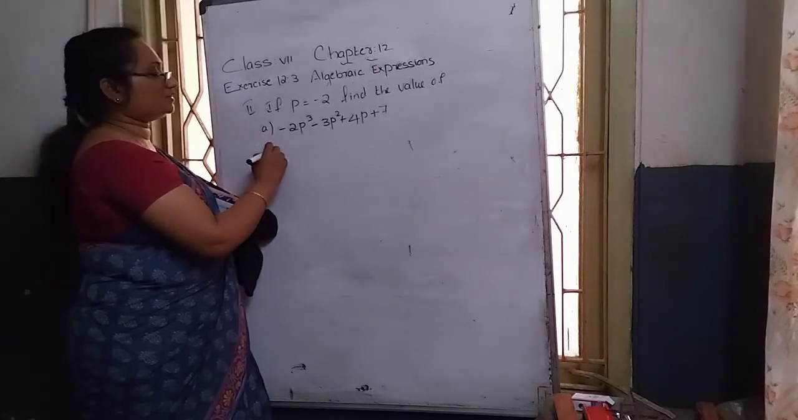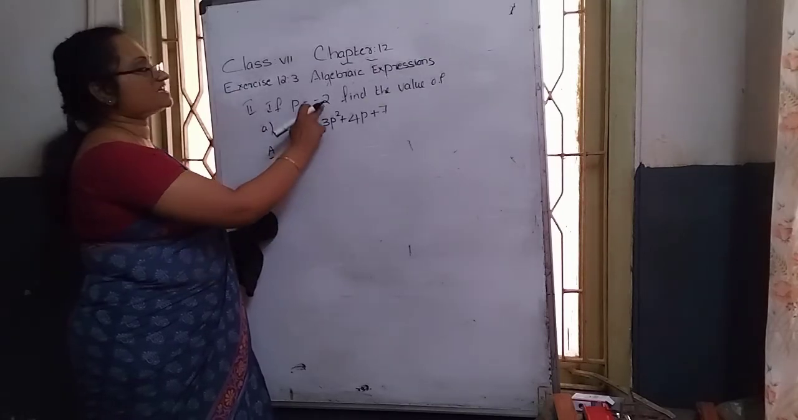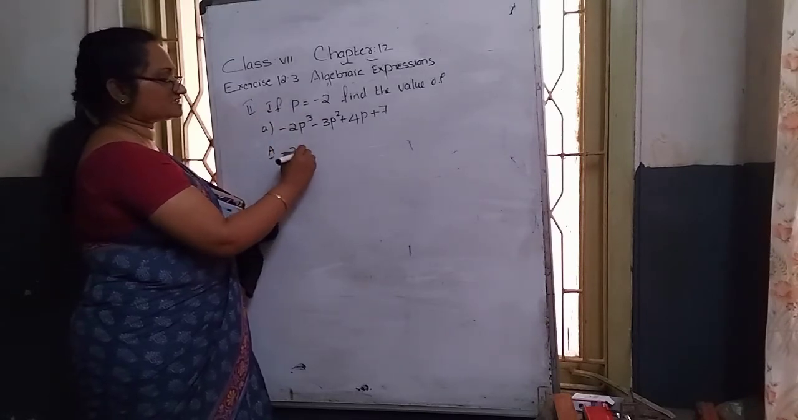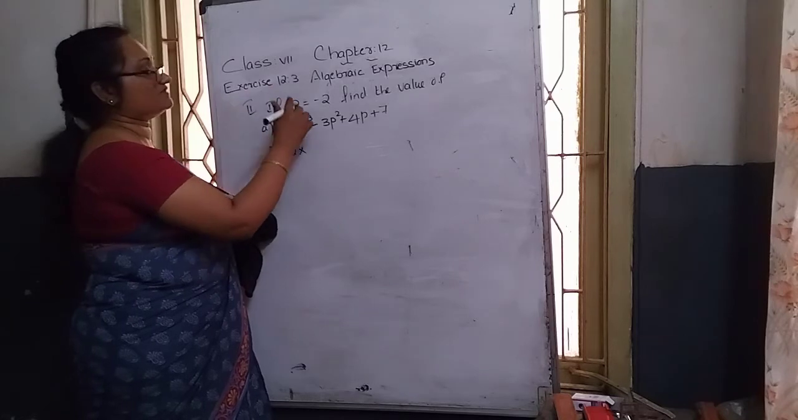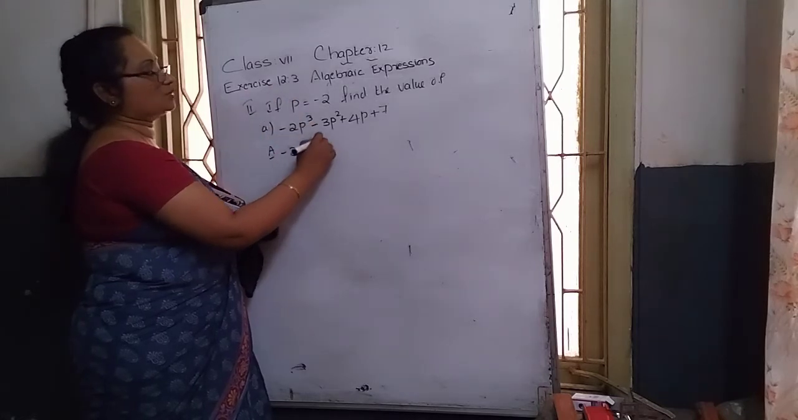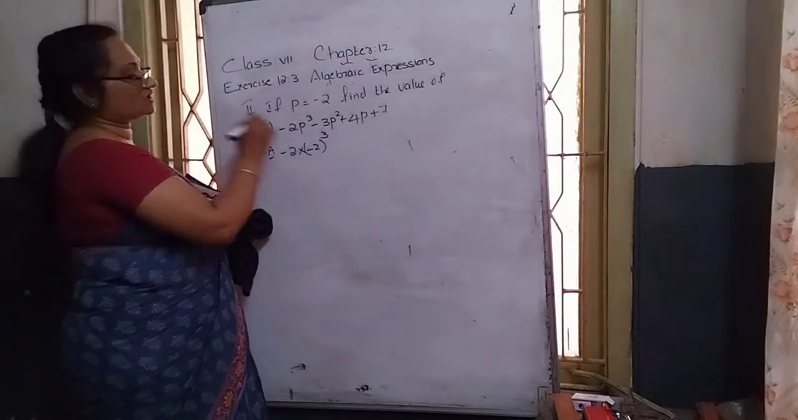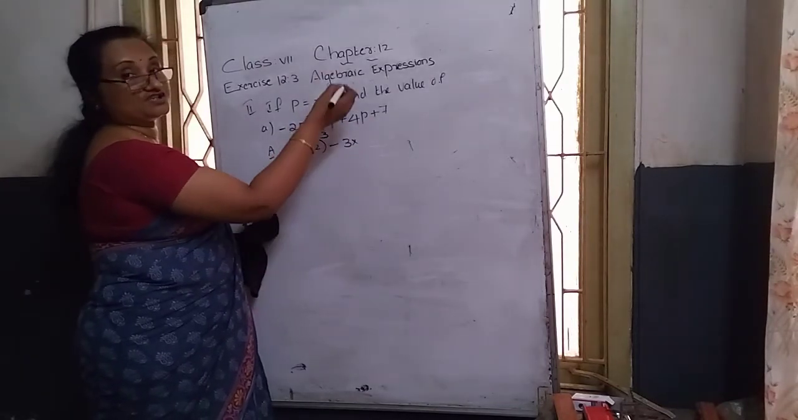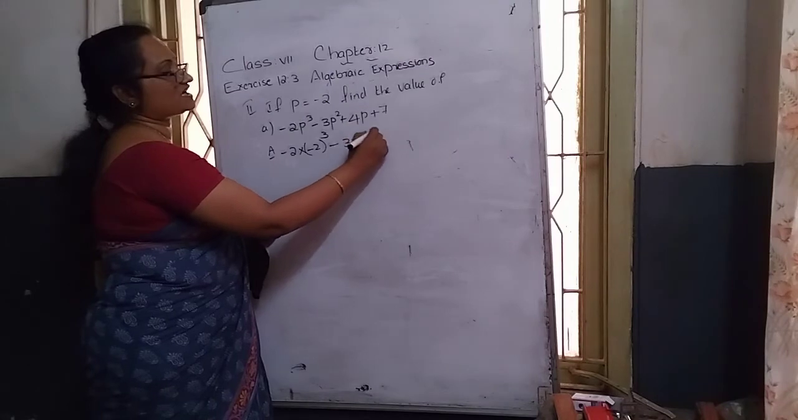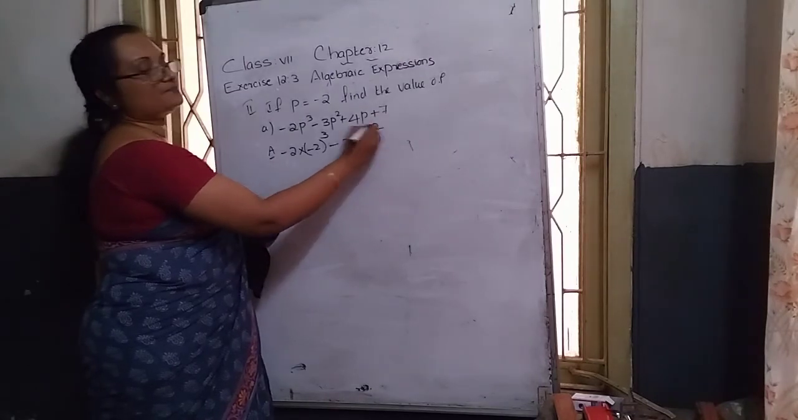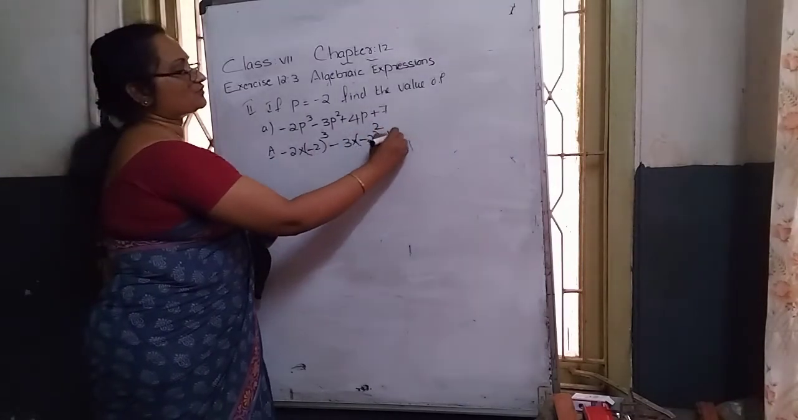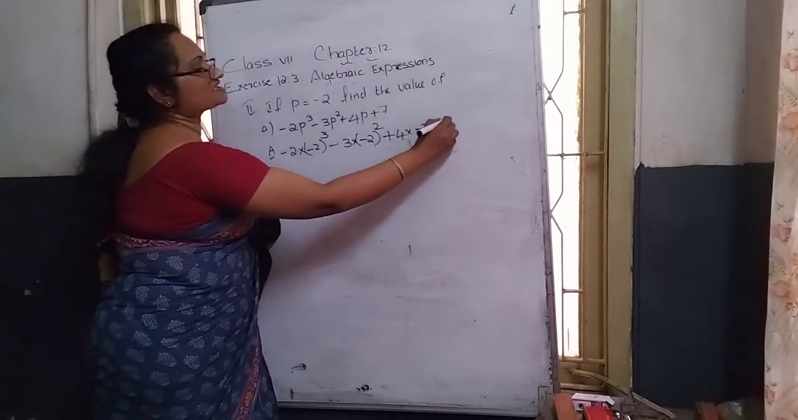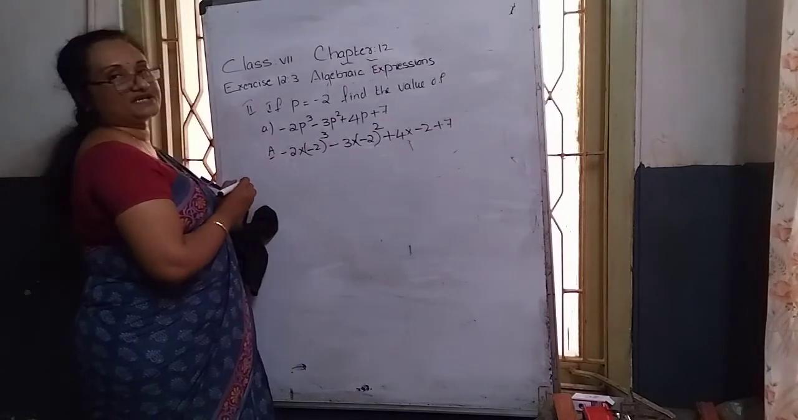So what do we want to do? In the p place, which value do we substitute? Minus 2. So minus 2p cube means minus 2 into the p value. The p value is minus 2. Then cube, so the power is 3. Mark that power. Second term: minus 3 into p square. P square means the p value is minus 2, and the square power becomes 2. Plus 4 into the p value. The p value is how much? Minus 2. Plus the last term, the fourth term, is plus 7.